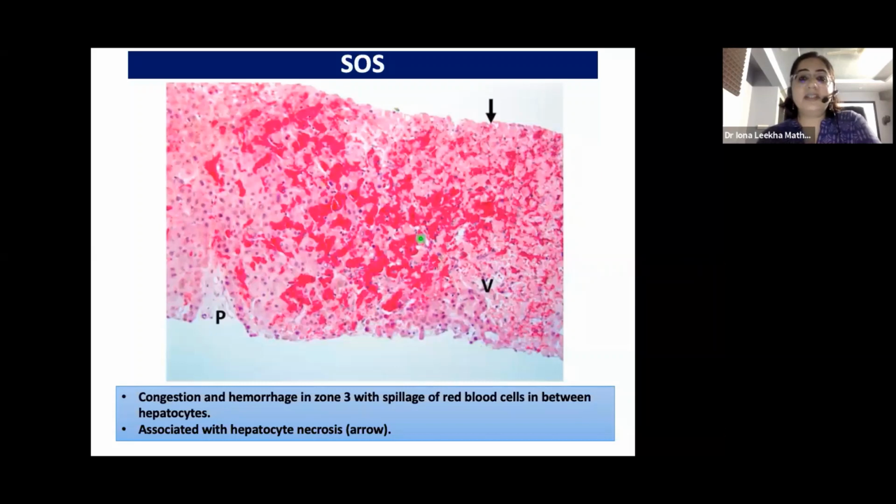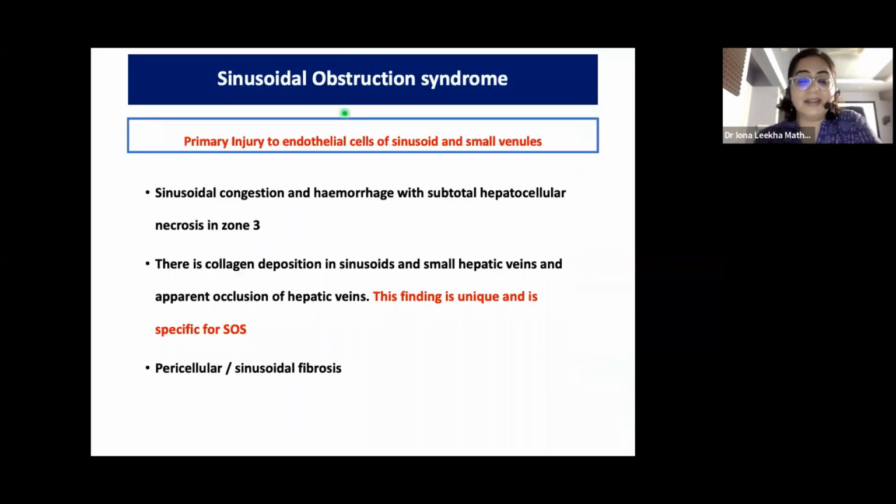I'm sorry. Coming to sinusoidal obstruction syndrome, this is caused due to primary injury of the endothelial cells of the sinusoids and small vessels. What we see here is the sinusoidal congestion and hemorrhage with subtotal hepatocellular necrosis in zone 3.